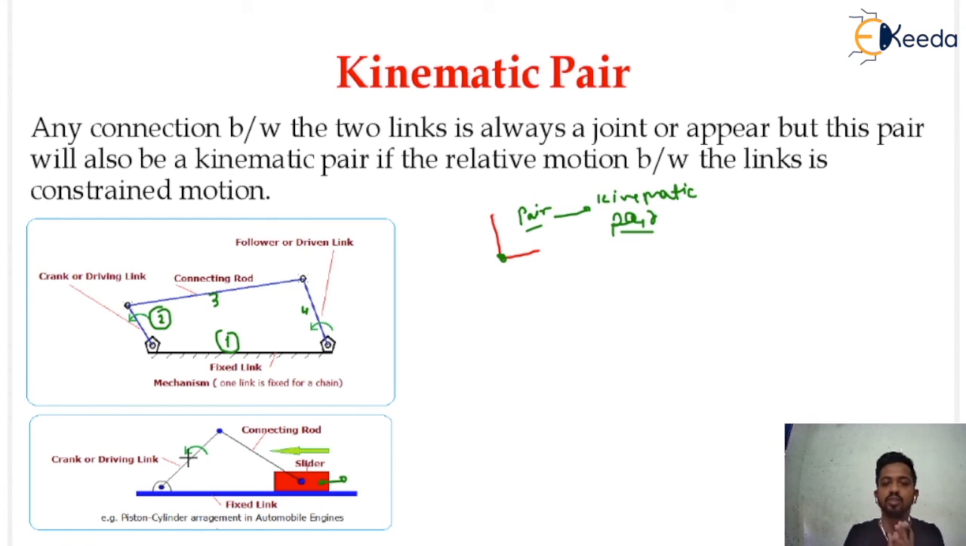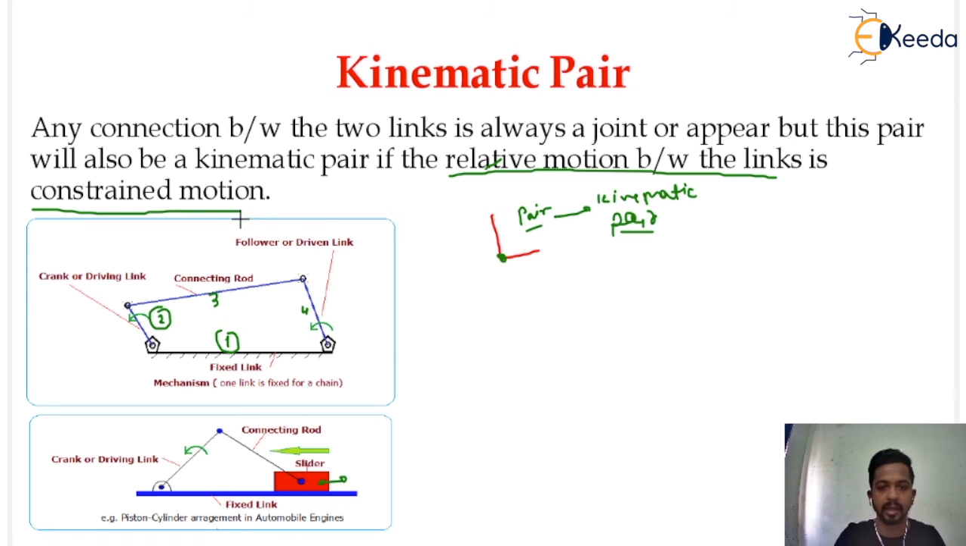If the motion is not constrained, we cannot say the pair is a kinematic pair. The condition should be satisfied. If the relative motion between the links is constrained motion, then we can say the pair is a kinematic pair.